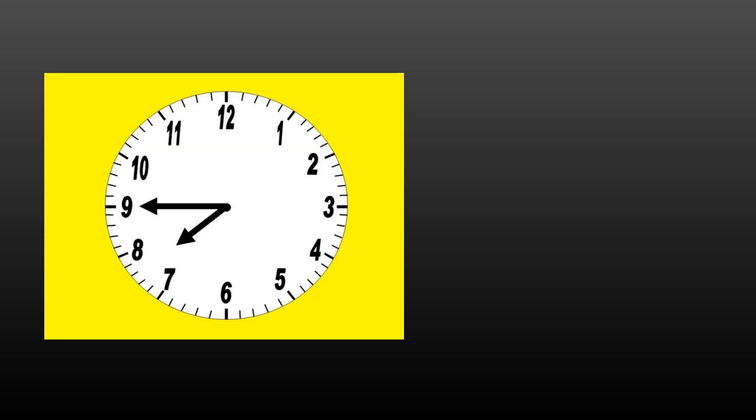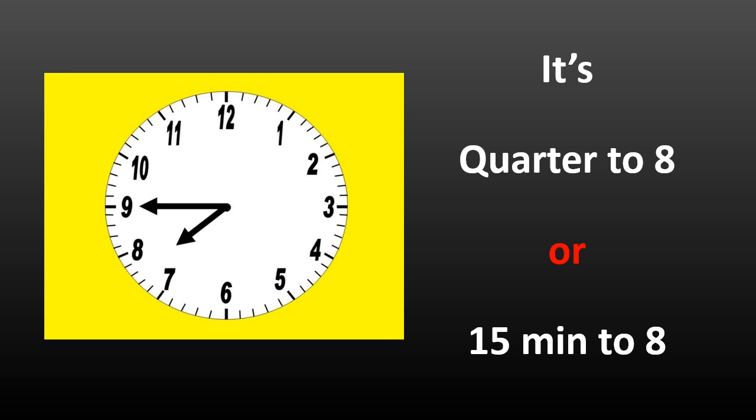Exactly, yes, it's 7:45. So someone asks, why is it not 7:45? We have to say that when the long arm is on the 9, we say quarter to. Quarter to which hour? We have to look at the short arm. If it is between two numbers, like in this clock, the short arm is between the 7 and the 8. So when we say quarter to 8, we take the 8, the next number, and not the previous number.